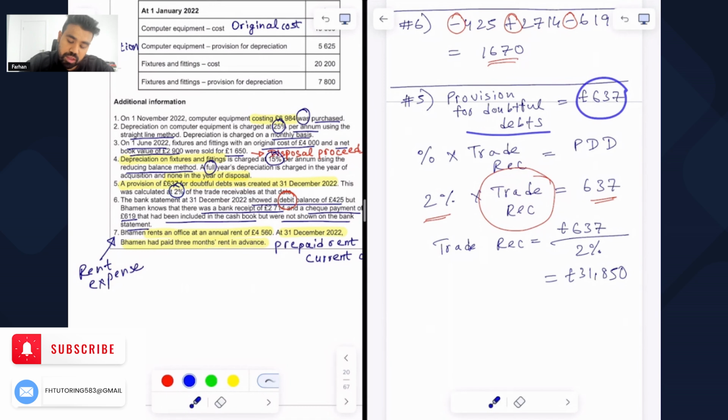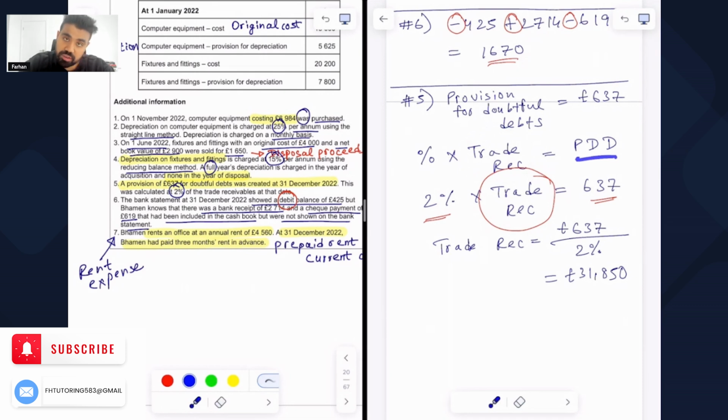And if you want to calculate the provision for doubtful debts yourself, you would start with the percentage that's given to you in the question, which you would multiply on the trade receivables. I've written trade rec for short, and that should give you the provision for doubtful debts. I've written here PDD for short.